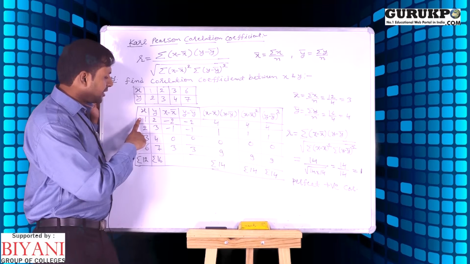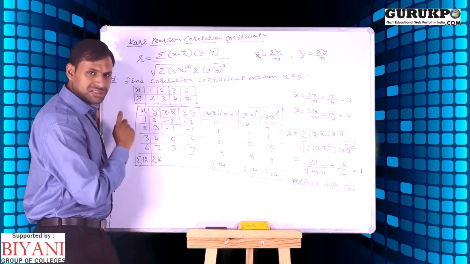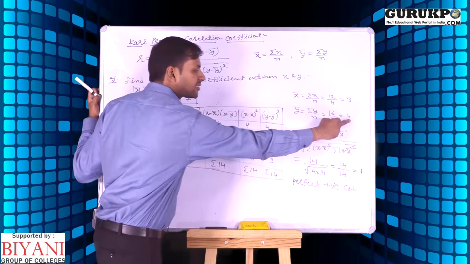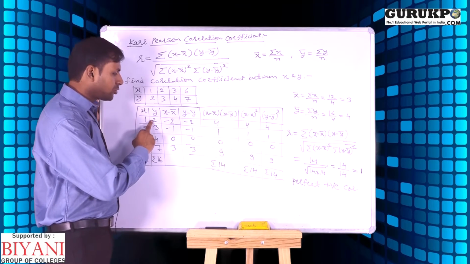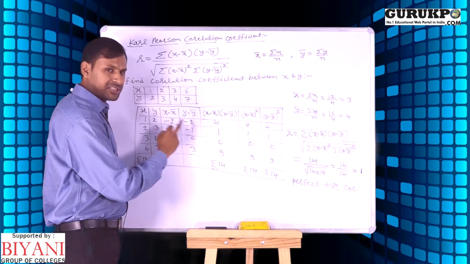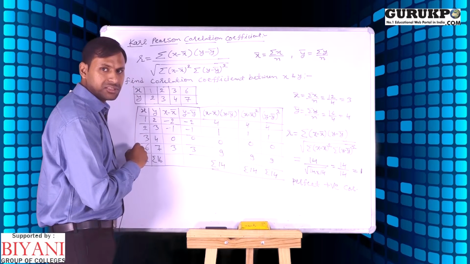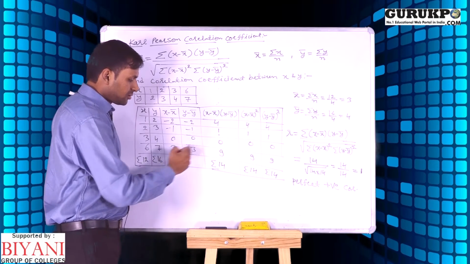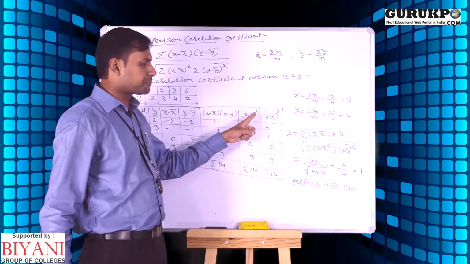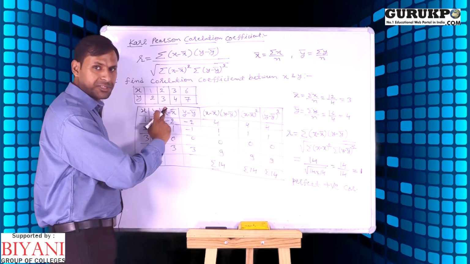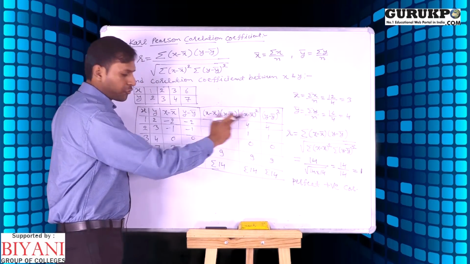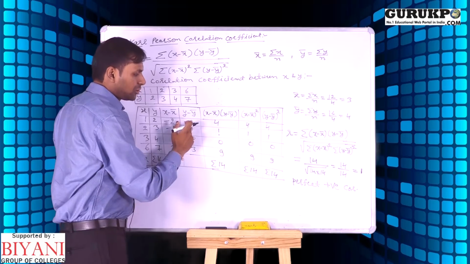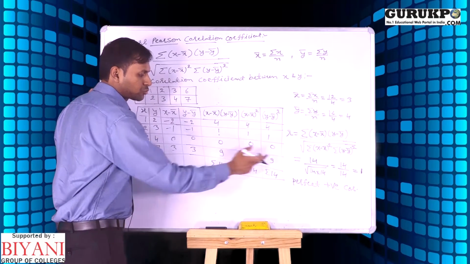We need x minus x bar. X bar is 3. So 1 minus 3, 2 minus 3, 3 minus 3, 6 minus 3. Y minus y bar, y bar is 4. Y is 2, y bar 4, so 2 minus 4, 3 minus 4, 4 minus 4, 7 minus 4. Then the product: minus 2 into minus 2, and so on. Then x minus x bar whole square. Square this: minus 2 square is 4, minus 1 square, 0 square, and 3 square. Similarly y minus y bar whole square: minus 2 square, minus 1 square, 0 square is 0, 3 square is 9.